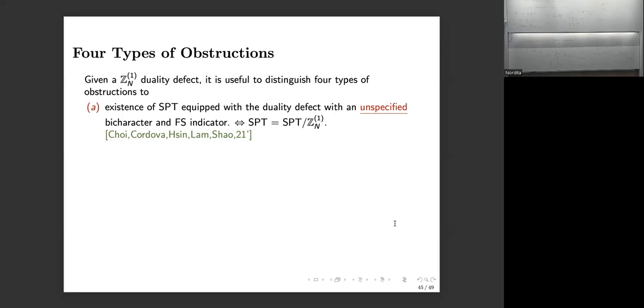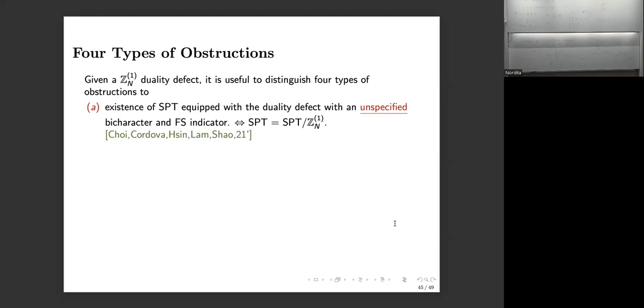The first question is whether there is a SPT equipped with this duality defect without specifying the bicharacter and the Frobenius-Schur indicator. In other words, you just ask whether there is a SPT which is invariant under gauging this ZN symmetry. Specifying the bicharacter is a nonsense question. You can. That's right. So you can choose. Well, the question is whether there is one choice of bicharacter, which, yeah.